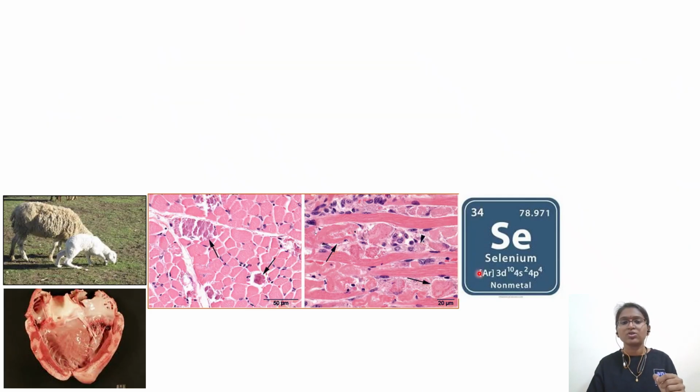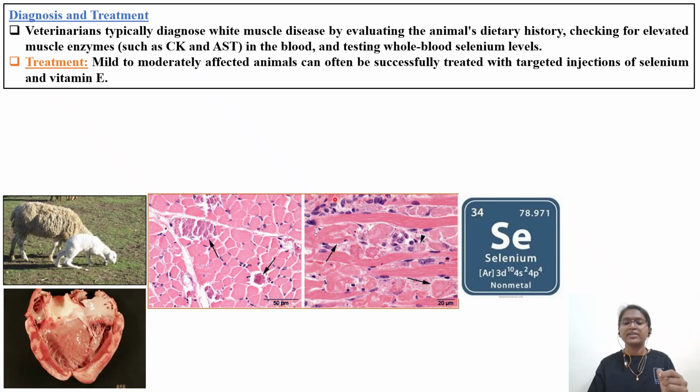Okay, now we'll see how we are going to diagnose and how we are going to treat this white muscle disease. Since we are talking about this disease with respect to cattle, veterinarians typically diagnose it by evaluating the animal's dietary history. They will check what she was consuming before and what the pasture area was where these animals were grazing. They check for elevated muscle enzymes. In the muscle, what are you going to measure? Two biomarkers: one is creatine kinase, another is AST in the blood, and test blood selenium levels.